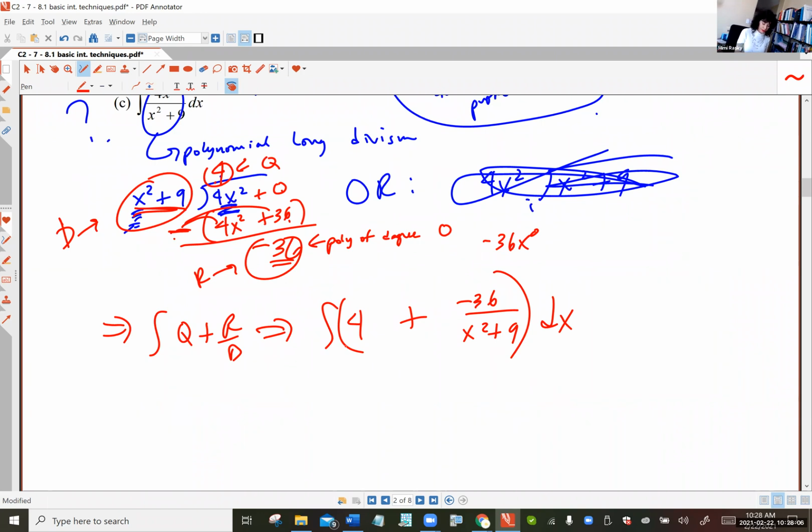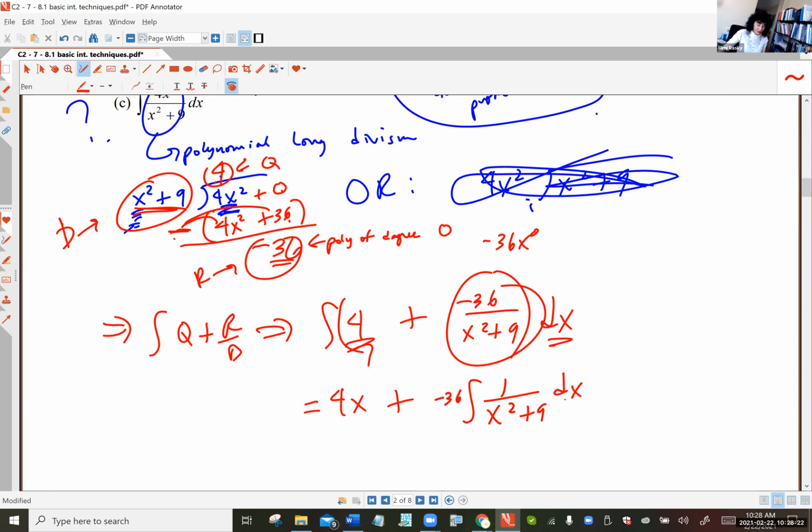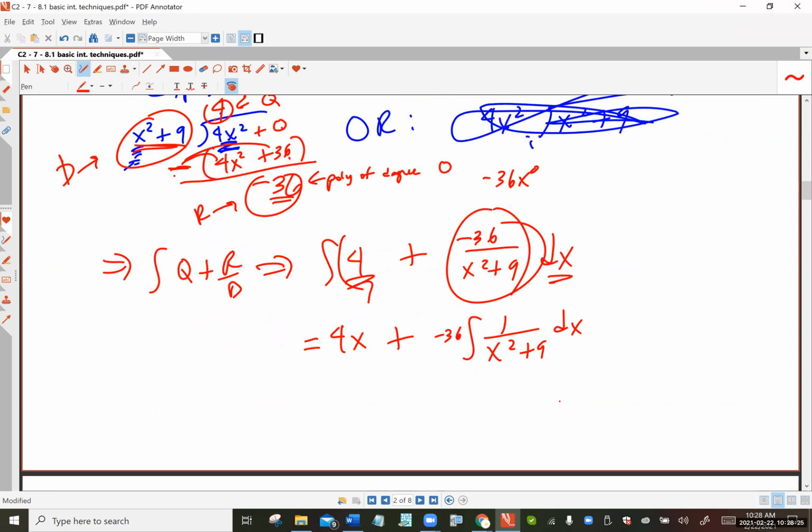So now what? Good news, the integral of 4 is easy peasy. With respect to x, it's just 4x. Plus, how am I going to integrate this? Well, I'll pull the negative 36 out. This should look familiar to you. How do we integrate this guy? Arctangent. Yep, arctan rule, beautiful.